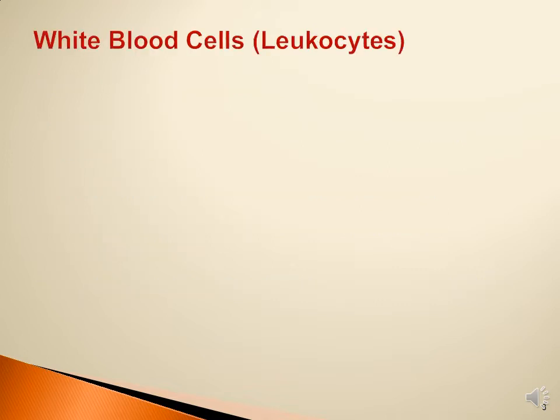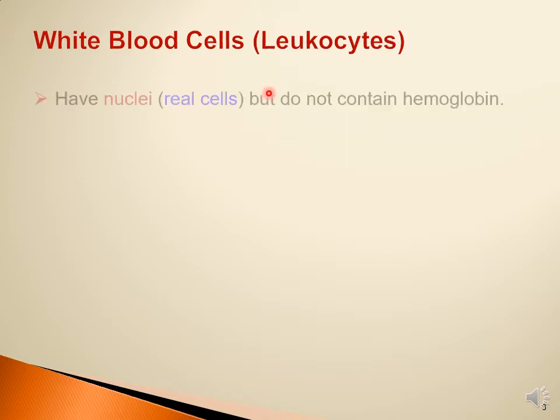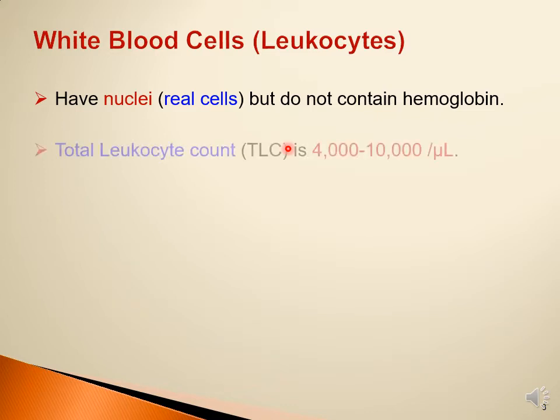So white blood cells or leukocytes, leuko means white, so these are the white cells in the blood. They are not red because they don't have the heme ring of hemoglobin. White blood cells have nuclei, so they are real cells, unlike the red blood cells that lack nuclei, but they do not contain hemoglobin. So they are nucleated cells, but they lack hemoglobin. That's why they are white in color or transparent.